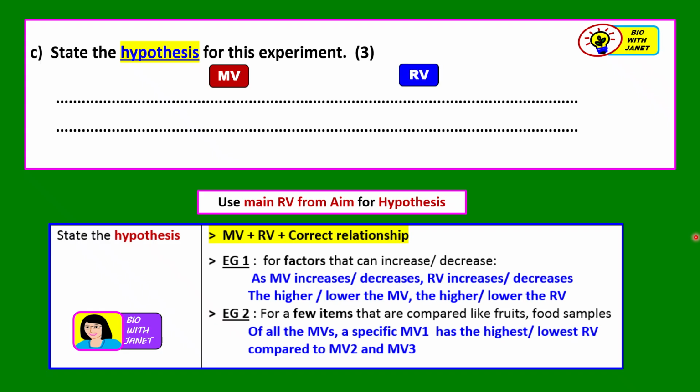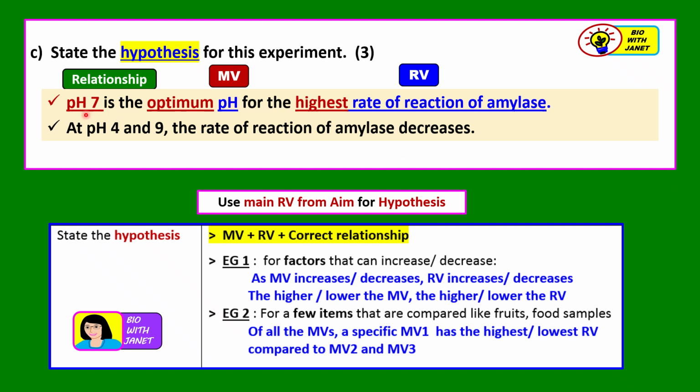In this case, we don't use the format of MV increases, decreases, RV increases, decreases. It's not suitable here. It can be used if the factor is temperature. Now, for pH, we have three pH used and we can compare them. So of all the MVs, a specific MV has the highest or lowest RV compared to the others. In this case, for pH, we use the term optimum. So, pH 7 is the optimum pH for the highest rate of reaction of the enzyme amylase.